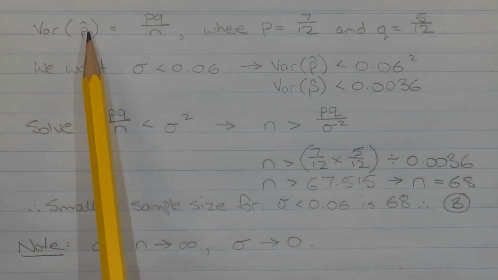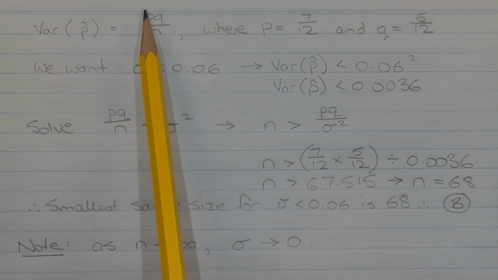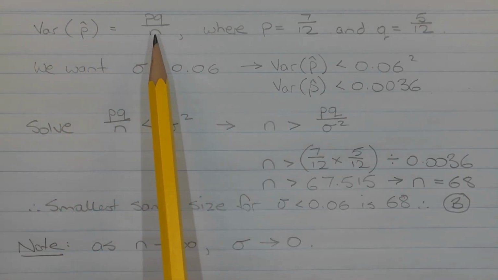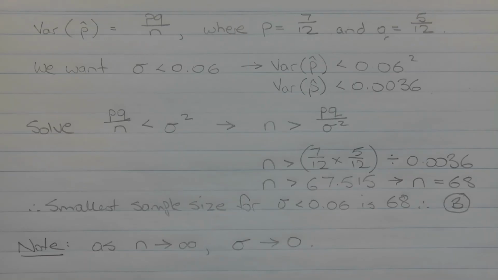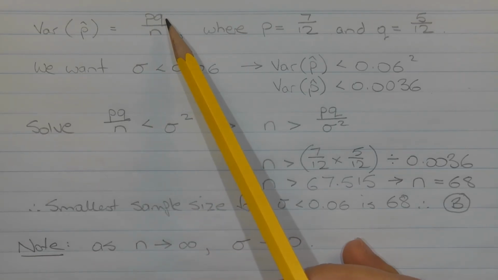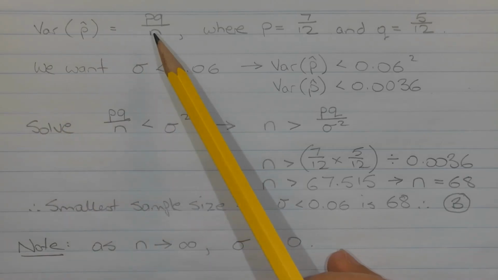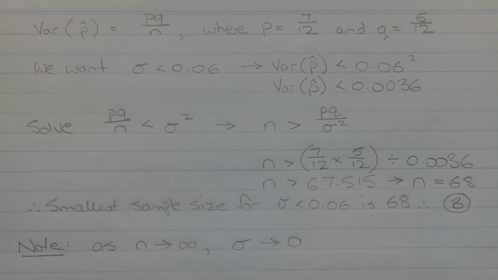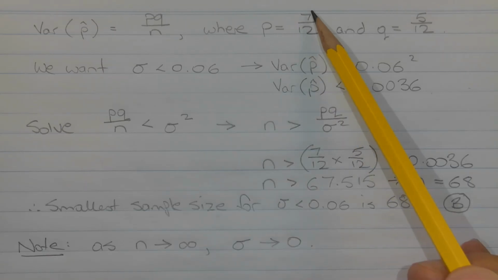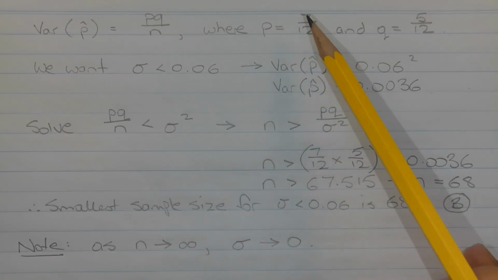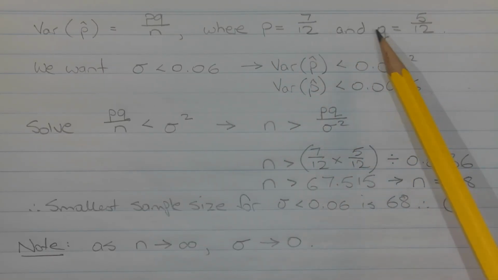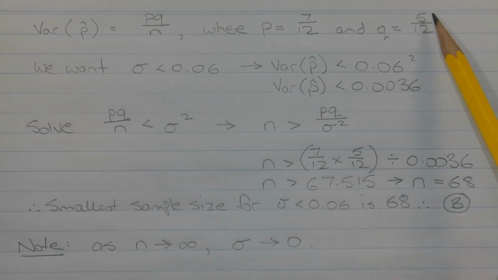The variance of the sample proportion P hat is given by the formula PQ over N, where P is the population proportion, Q is the complement of the population proportion, so in other words 1 minus P, and N is the sample size. In this case, the population proportion of people that own a dog is 7/12, so P is equal to 7/12, and Q is the complement of 7/12, so 1 minus 7/12 is 5/12.